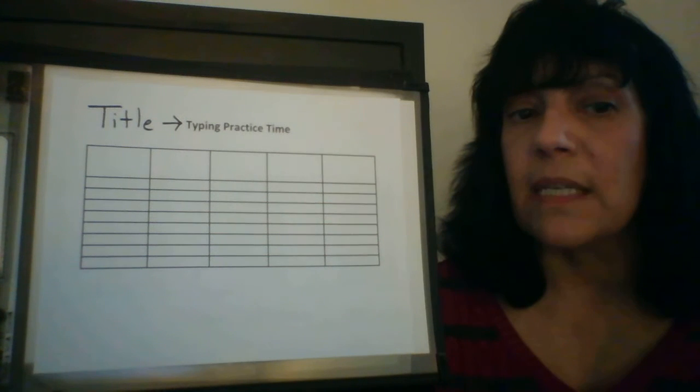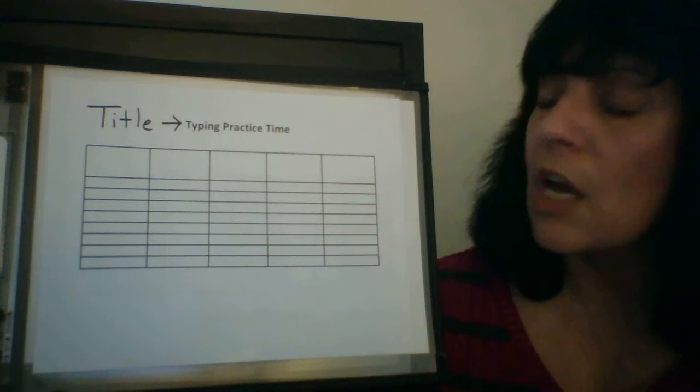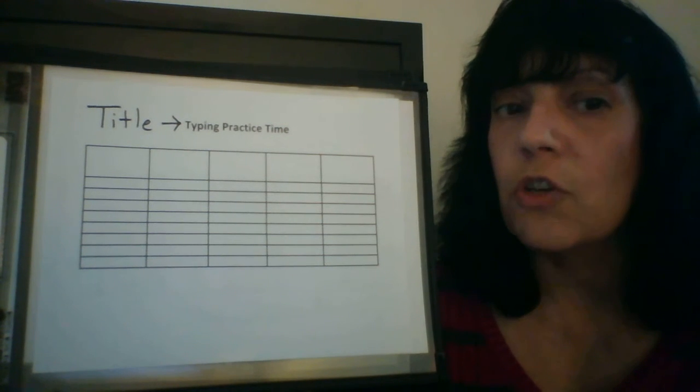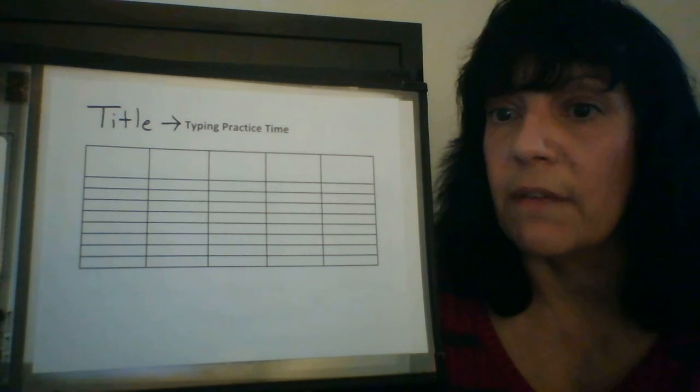We'll start with the basic table. She began with the title. Again, she was creating the table in order to keep track of her practice time, so she called it Typing Practice Time. The title is appropriate and descriptive.